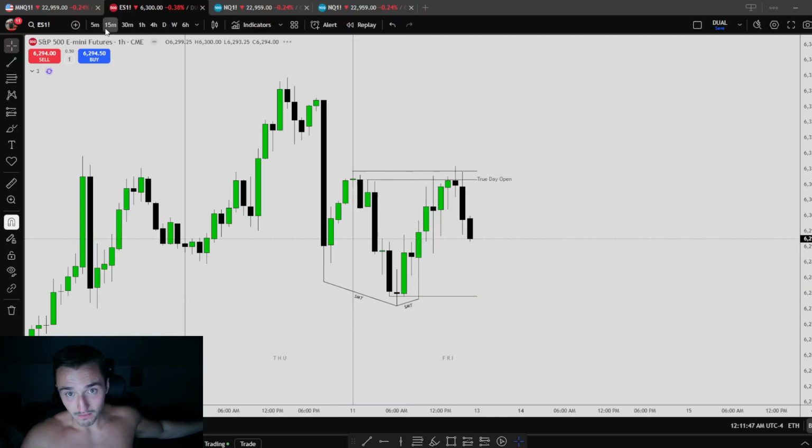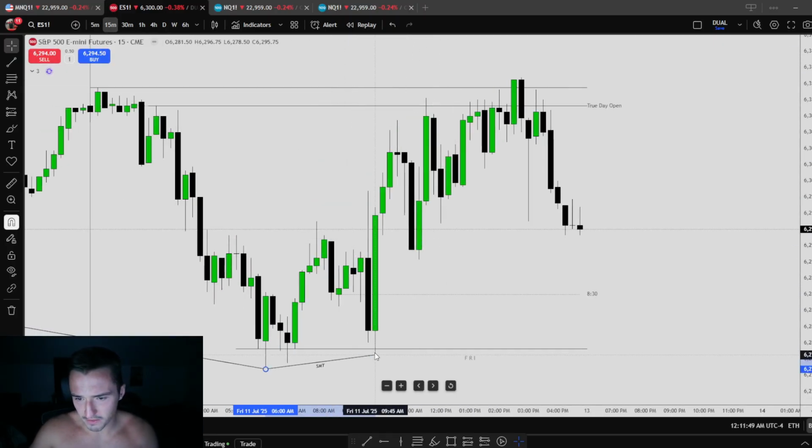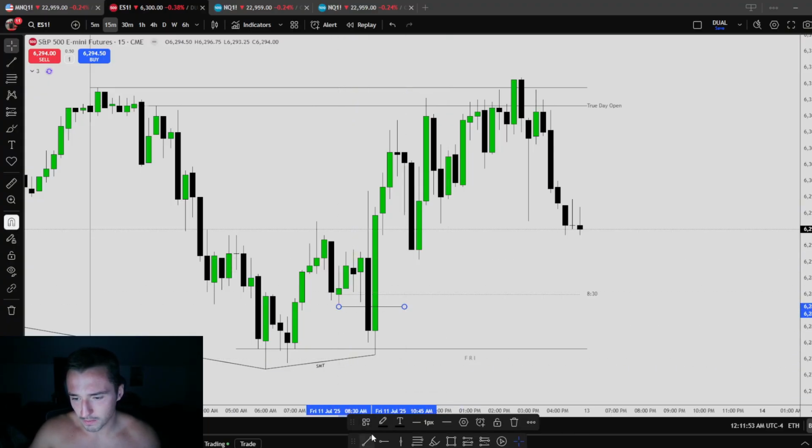SMT here with the YM. Go to the 15 minute. What happens here? Down close candle that did what? Took out a swing low, after getting what, a 15-minute change in delivery.